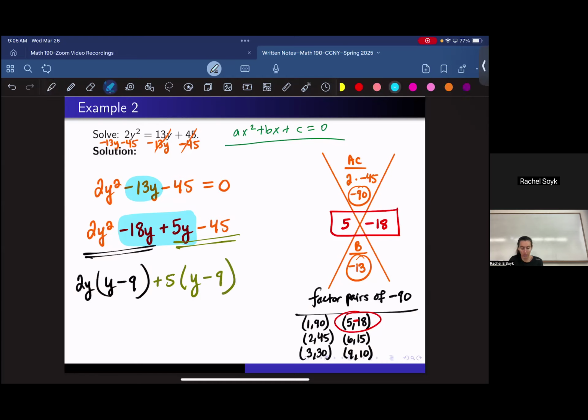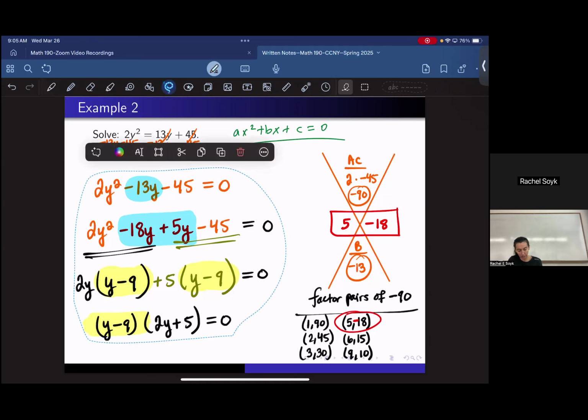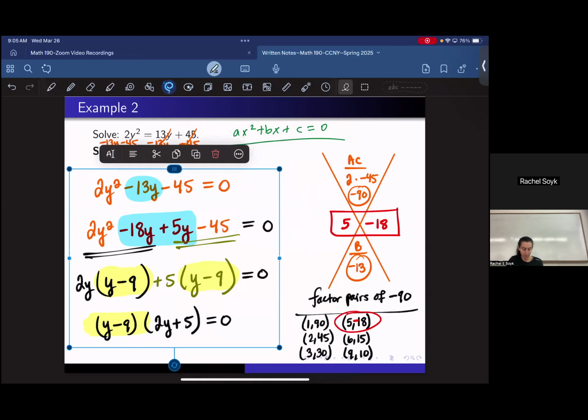And if we did this correctly, what we have inside the parentheses should be exactly the same so that we can pull out that y minus 9. And when we do, what are we left with? We're left with 2y plus 5. And again, can't forget this is all equal to 0. We're not asked to factor this, we're asked to solve. So we're not done quite yet because we now need to utilize our zero product property.